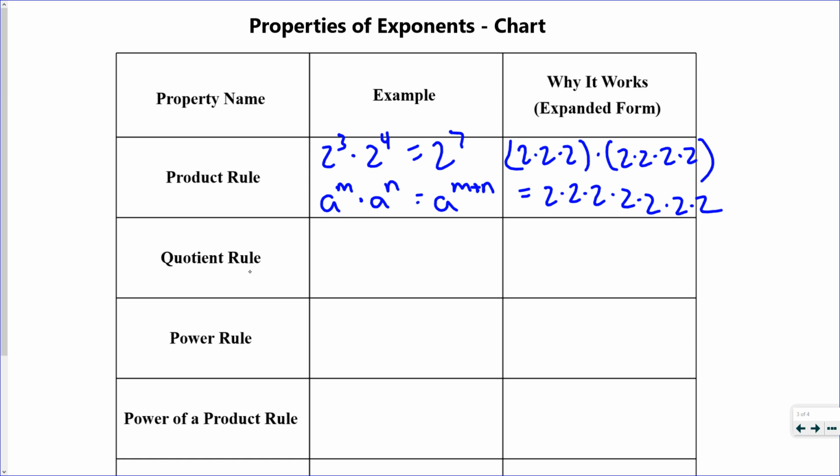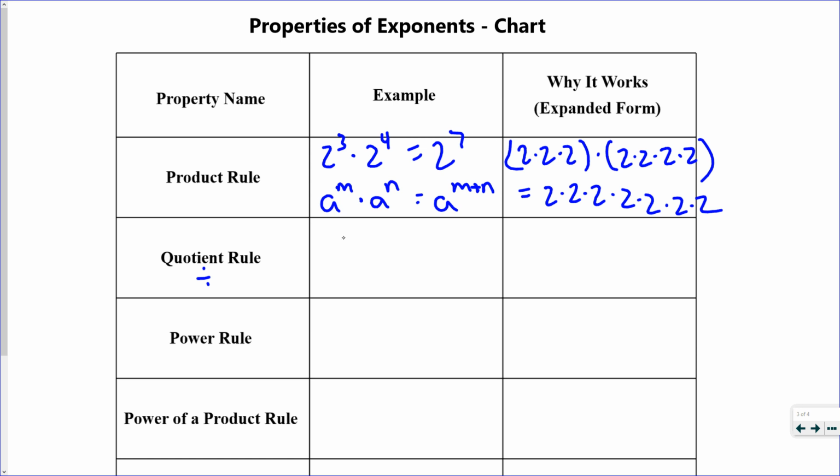Okay, what about the quotient rule? What would happen in terms of the quotient rule? Well, let's see. Quotient involves division, right? So what about division? If we multiply terms with exponents together, that causes the exponents to be added.